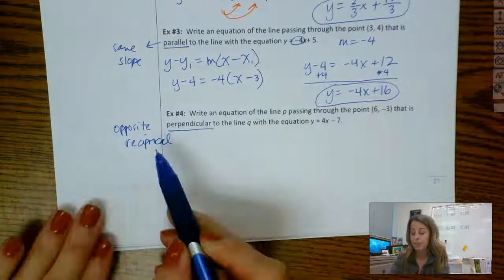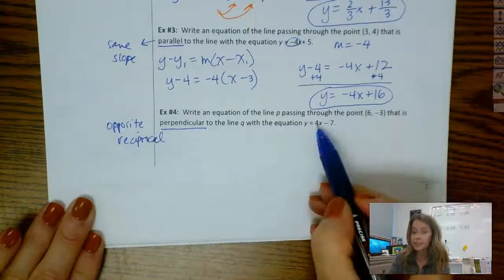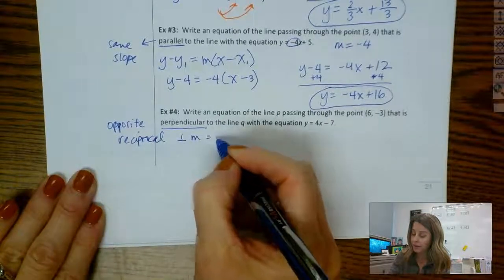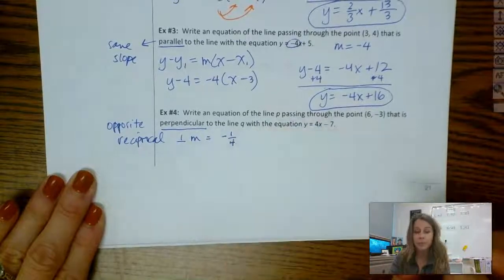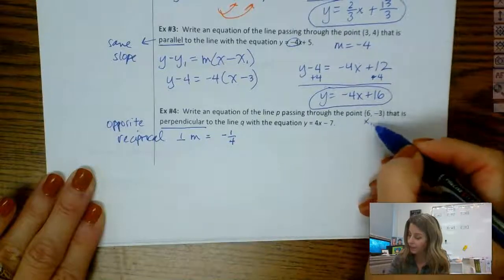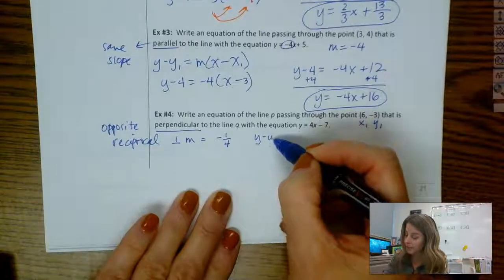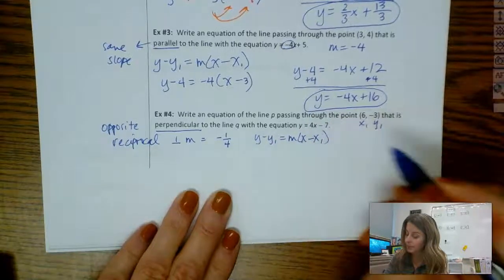Okay, so perpendicular means the two lines have opposite reciprocal slope. If this is a slope of 4, I'm going to write here that my perpendicular m is negative 1/4. So that's what I'm going to use in my equation, and then here's my x1, y1. So I'm going to do y minus y1 equals m times x minus x1.